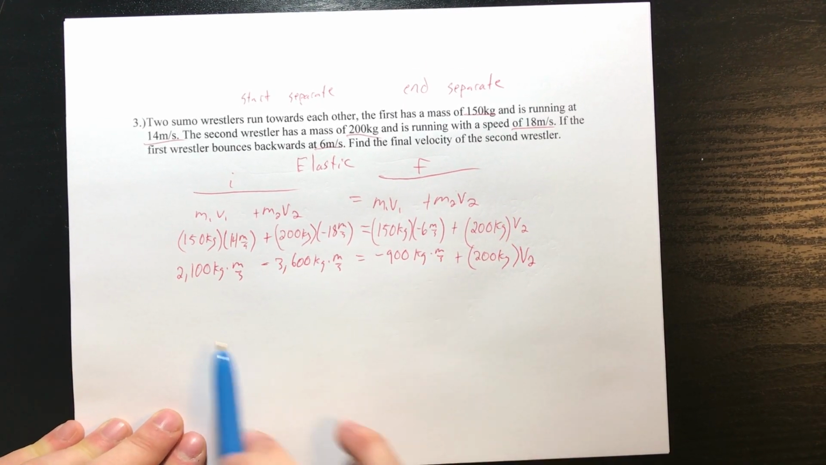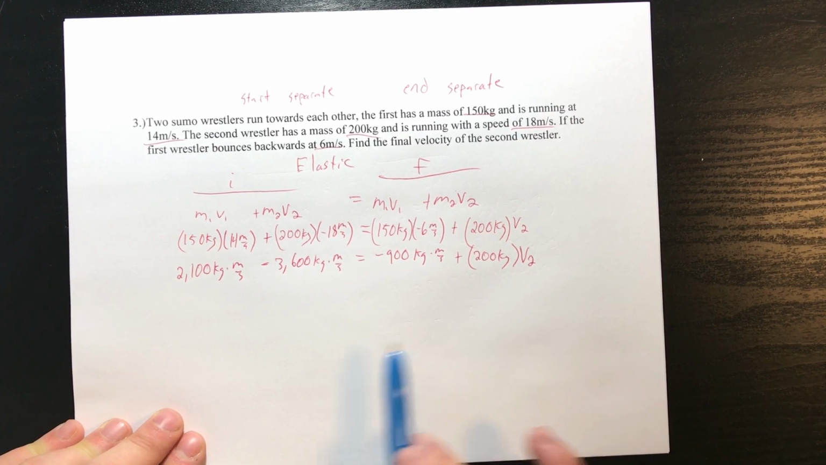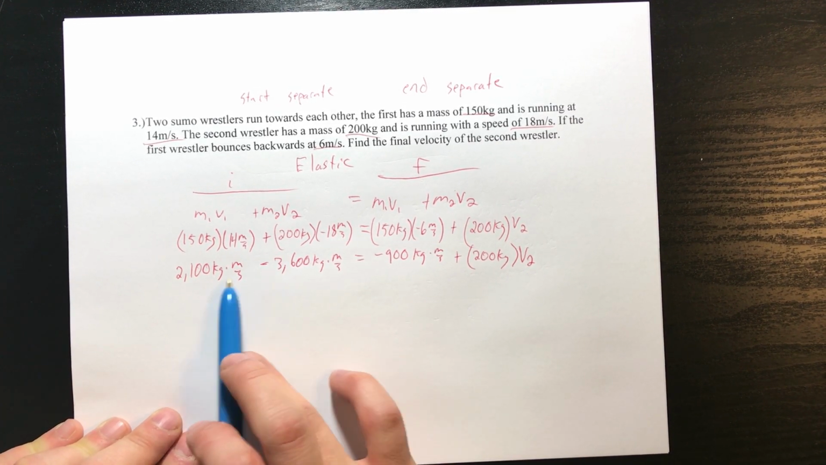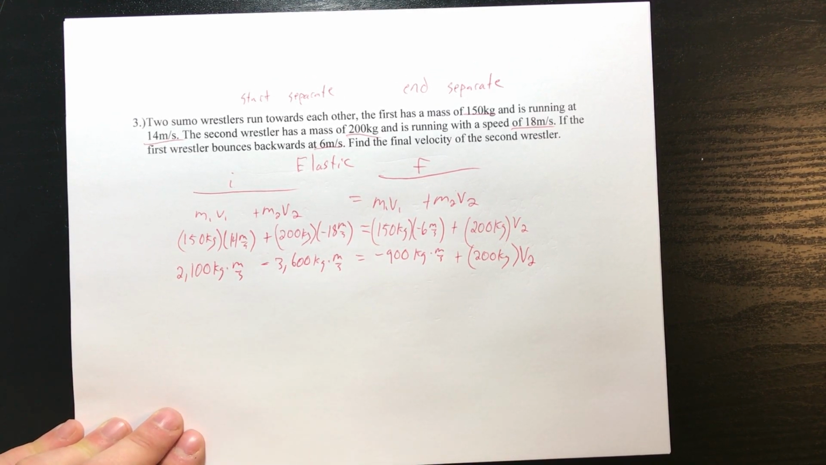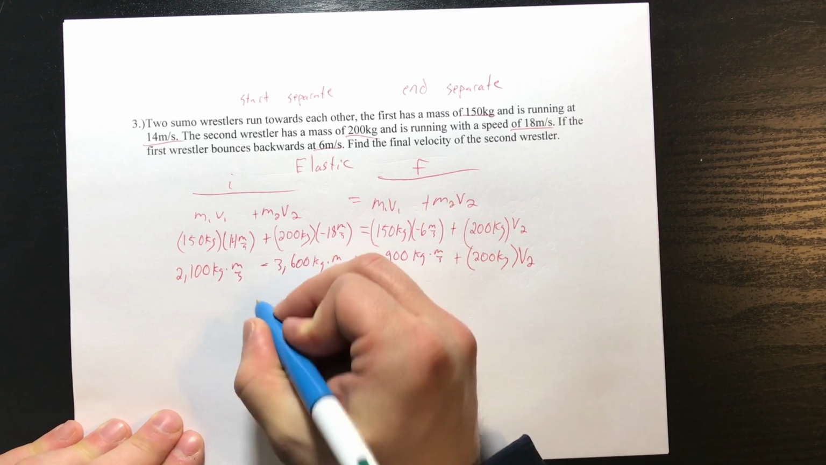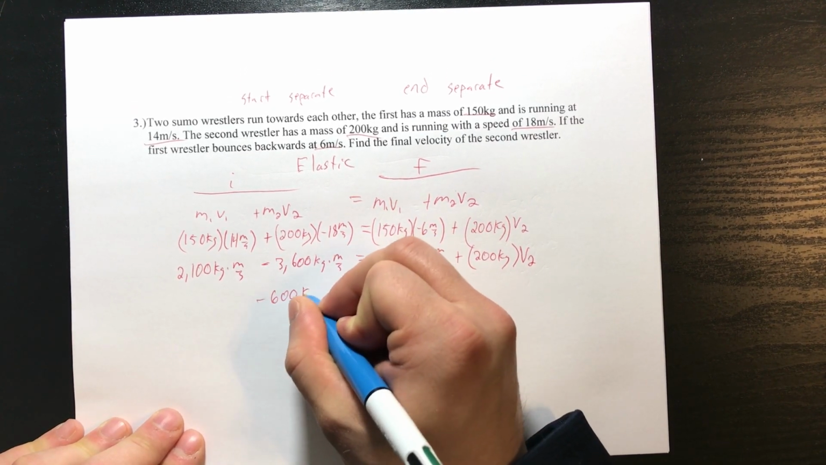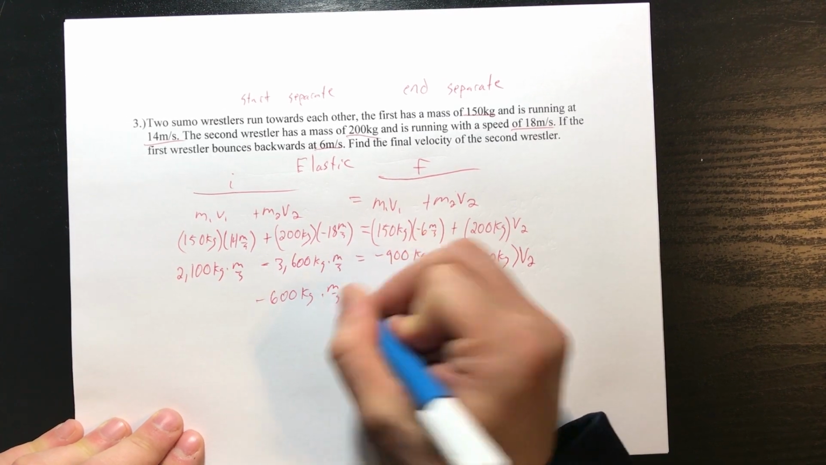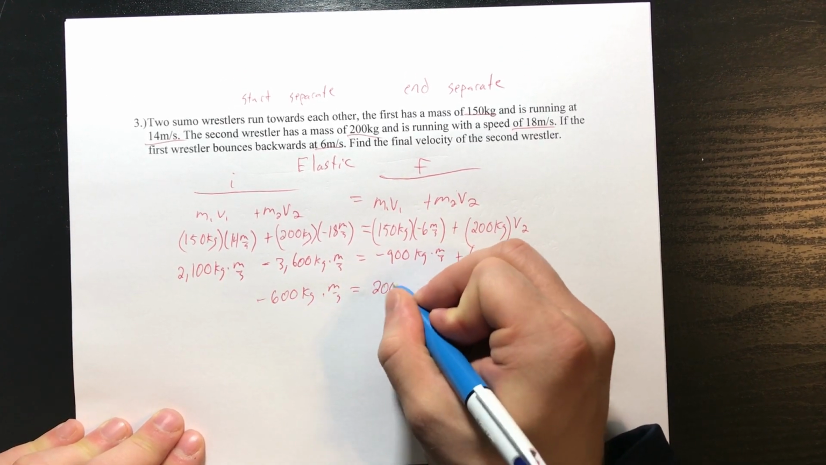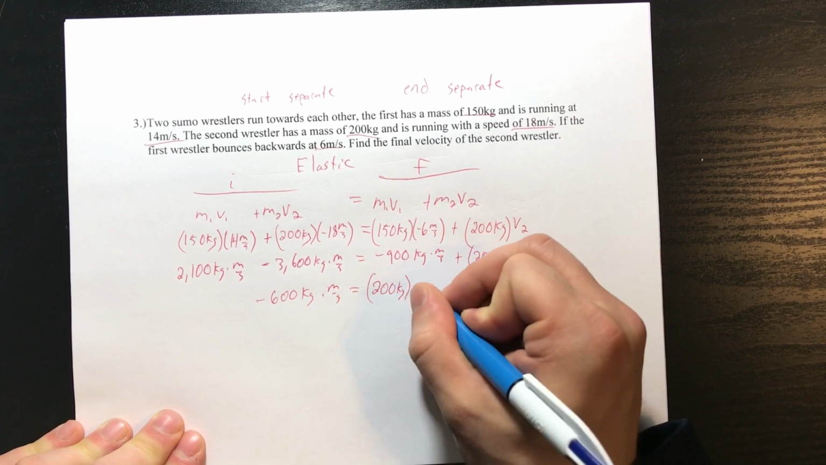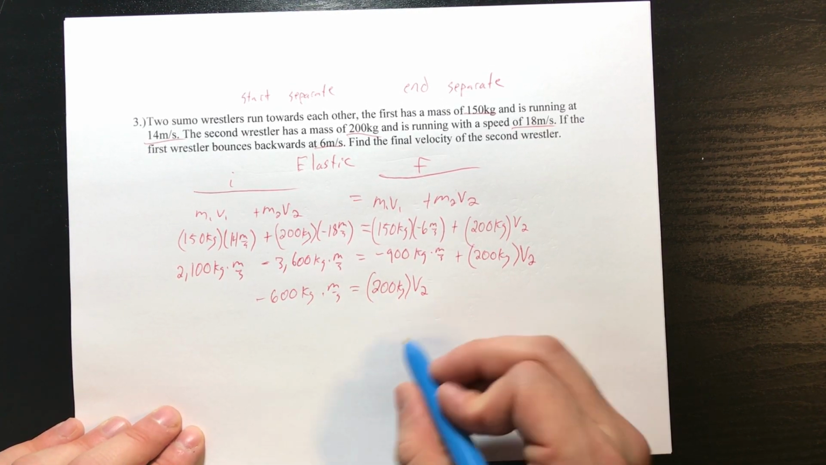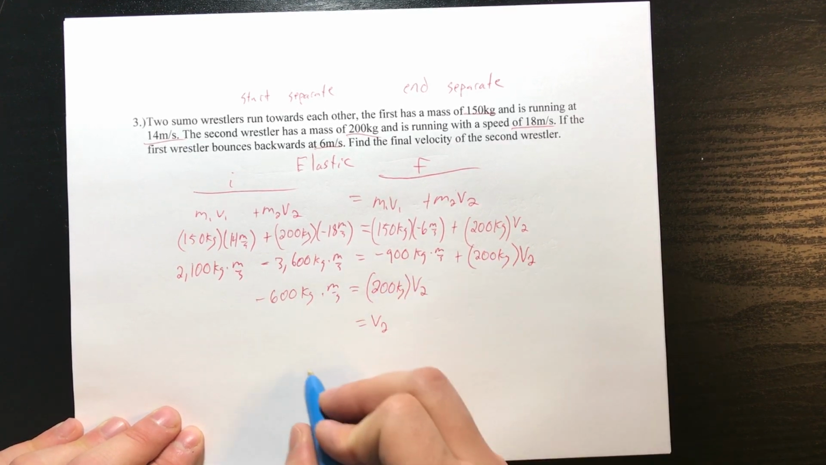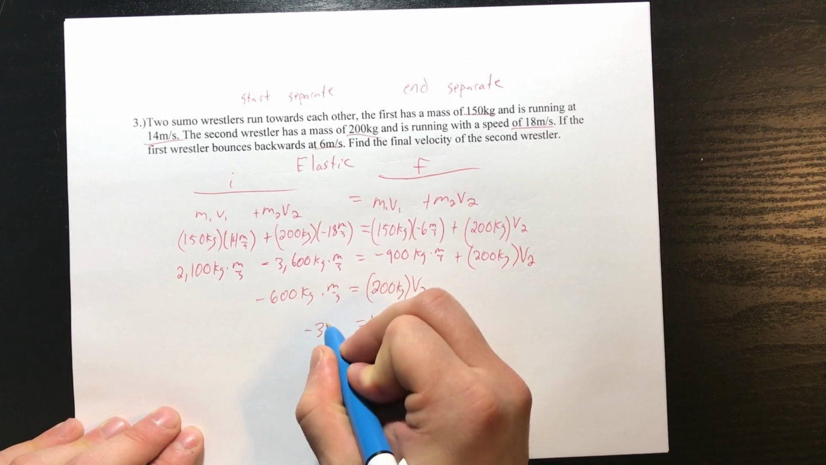So now I want to move everything over to the left side because my variable here is on the right. So if I just simplify these, this is going to become negative 1,500. And then if I add 900 over to it, I'm actually going to get a negative 600 kilograms times meters per second is equal to 200 kilograms times v2. Notice I skipped a few steps there. I kind of combined these together. Last but not least, though, if we divide by 200, our v2, or our final velocity of the second wrestler, is going to be negative 3 meters per second.